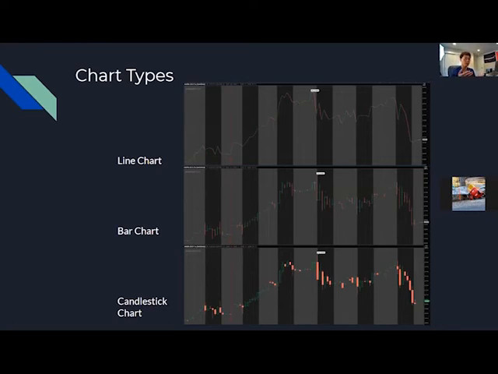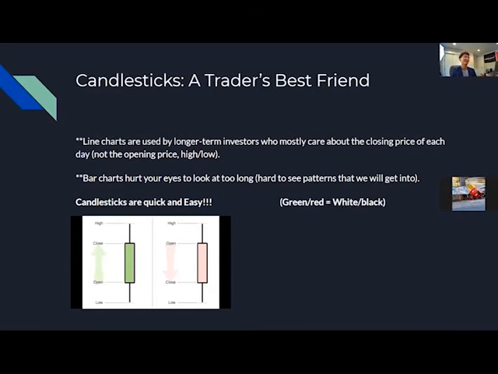If you could tell, these are all graphs of Amazon recently. So they all look the same in terms of relative movement. I mean, of course, it's during the same time interval for the same security. But as you can see, it's much easier to visualize the drops, especially when you see the big bodies of the candlesticks. Yeah, so as I said, candlesticks are a trader's best friend.